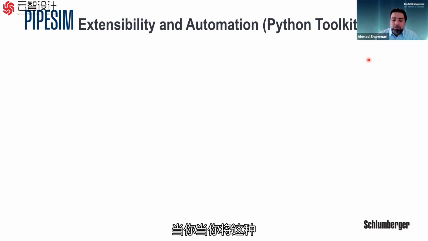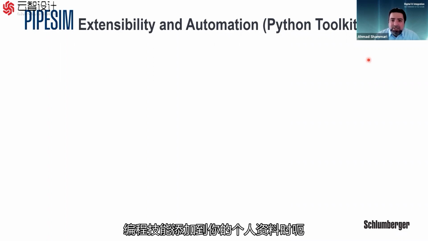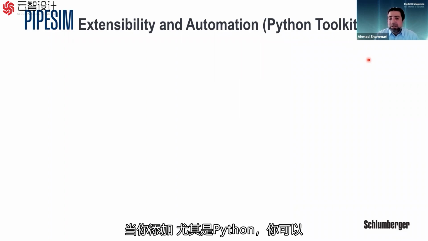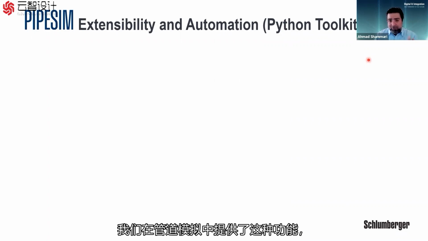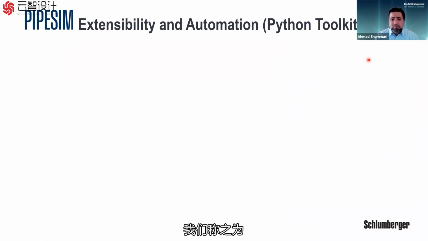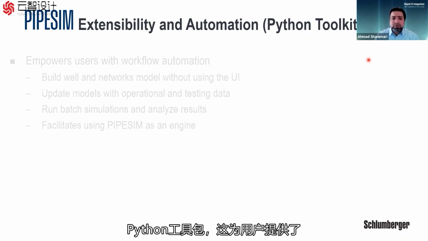When you add this programming skill to your profile, when you add especially Python, you can do miracles with it, right? Because it's all about data now. It's all about automation, etc. And we offer this capability in PipeSim. What we call it, Python toolkit.